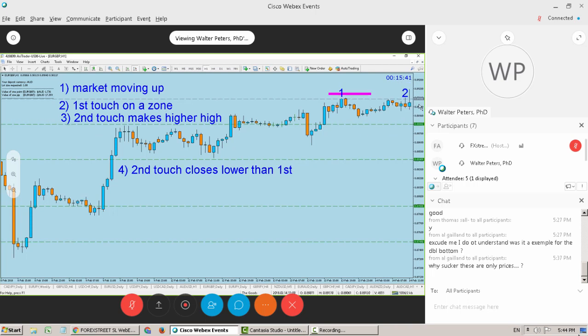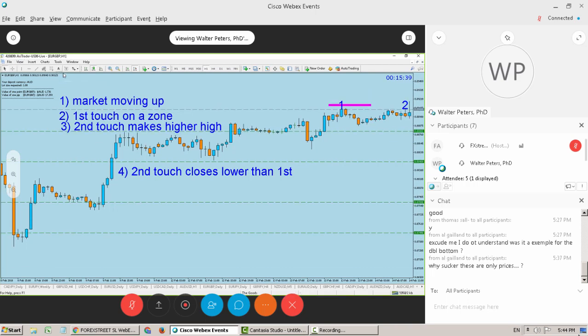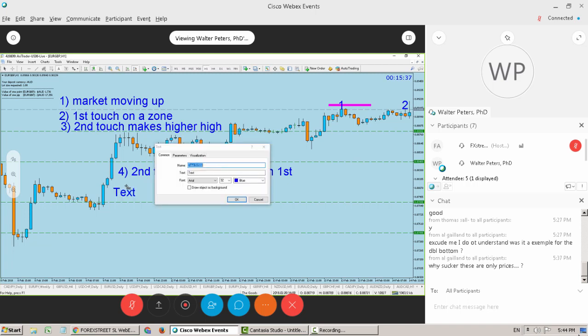But either way, the stop placement, which is number 4 in our process here, the stop placement goes where? It actually goes above the second touch. So stop loss above second touch.